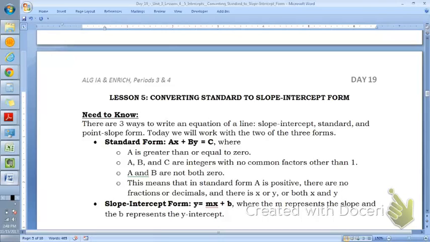So remember that standard form is ax plus or minus by is equal to c, where a is greater than or equal to 0, a, b, and c are integers with no common factors other than 1, and a and b are not both 0. This means that in standard form, a is always positive, and there are no fractions or decimals. There is an x and a y, or both. Slope-intercept form is where m represents the slope and b represents the y-intercept.